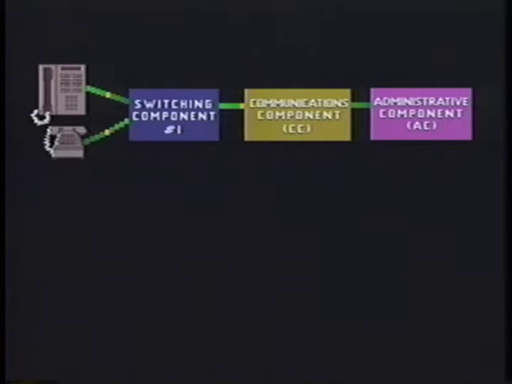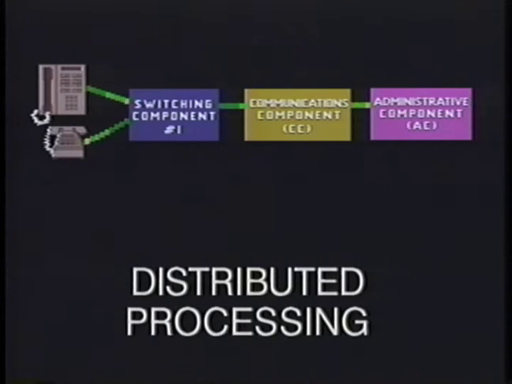These three main components work together to provide digital switched service. However, each switching component is capable of directly connecting its lines and trunks. This flexible system is called distributed processing. Before we discuss distributed processing in detail, let's look at the individual units of each component.